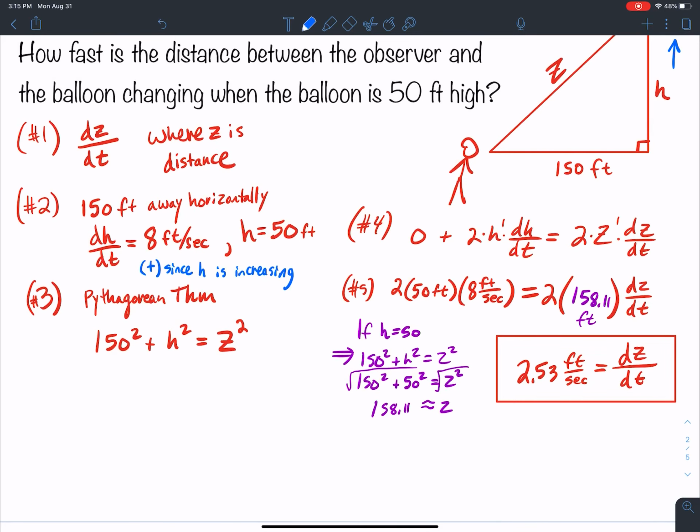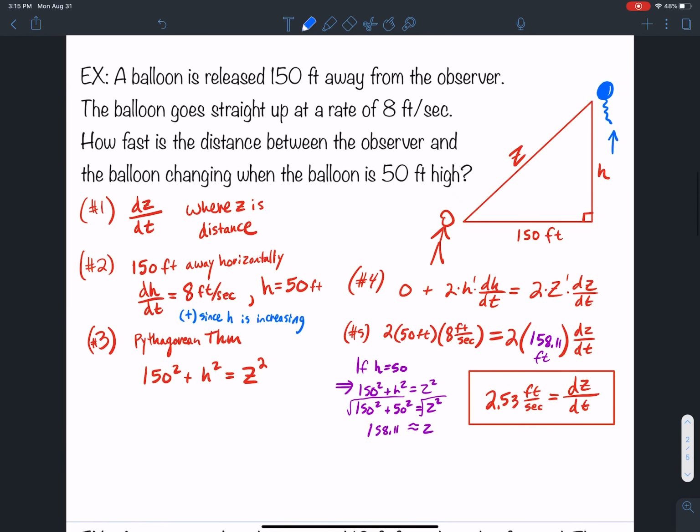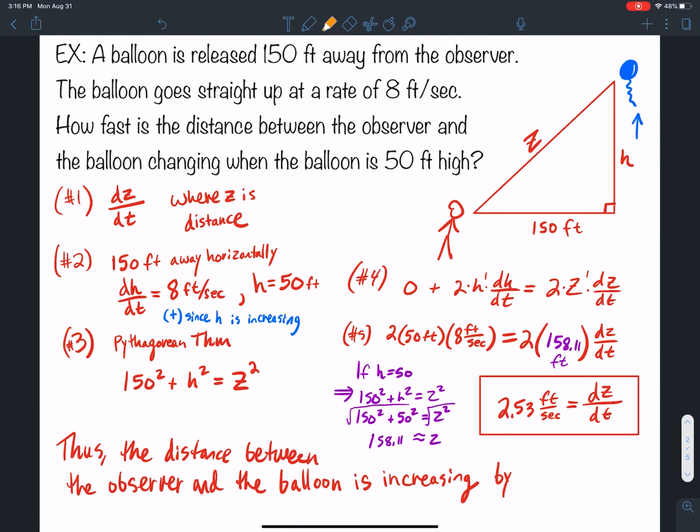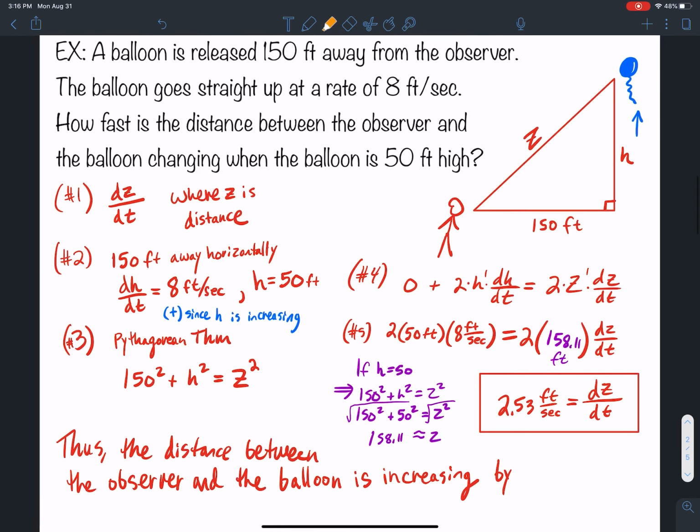Okay? So it's great that we got a solution, but we need to interpret our answer in the context of the problem. Okay, so how do we interpret dz dt equals 2.53 feet per second? Somebody asks you, okay, how's the distance changing between you and the balloon? And you say, well, according to my calculations, dz dt is 2.53 feet per second. They're going to be like, what? What the heck is z, right? So here it is in English for you.